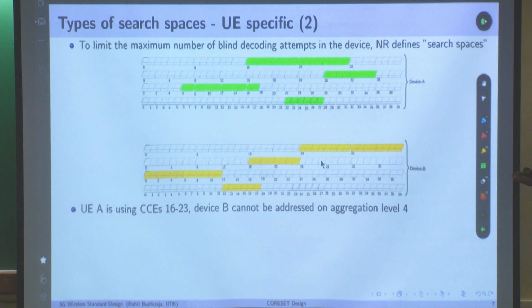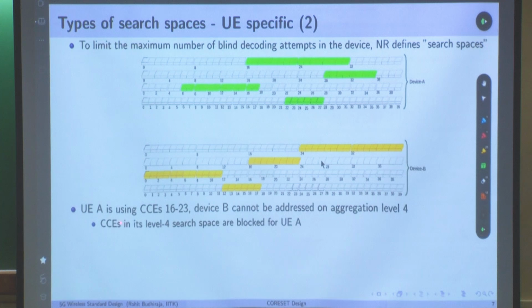Because you cannot use the same location for two different users. But the search space includes that, right? And the UE doesn't know. You see this. So the base station has mapped, for example, the DCI of user A from 16 to 23, which is aggregation level 8. The UE doesn't know that, correct? What will the UE do? The UE will still search at aggregation level 4 at these CCEs also, but it will fail, because these CCEs at aggregation level 4 are included in its search space. Similarly, they are included at aggregation level 1 also. It will search there, but it is going to fail.